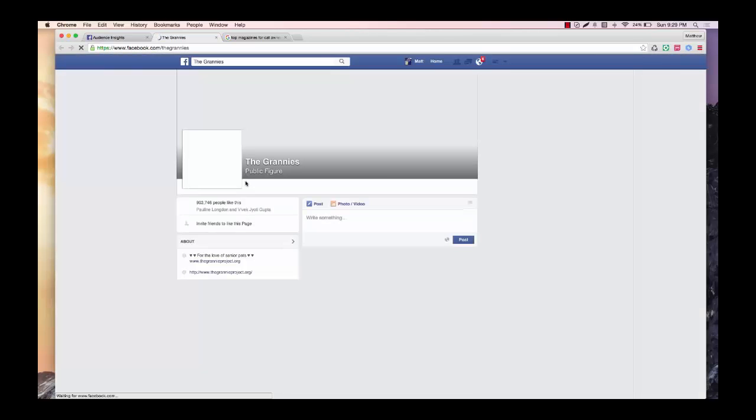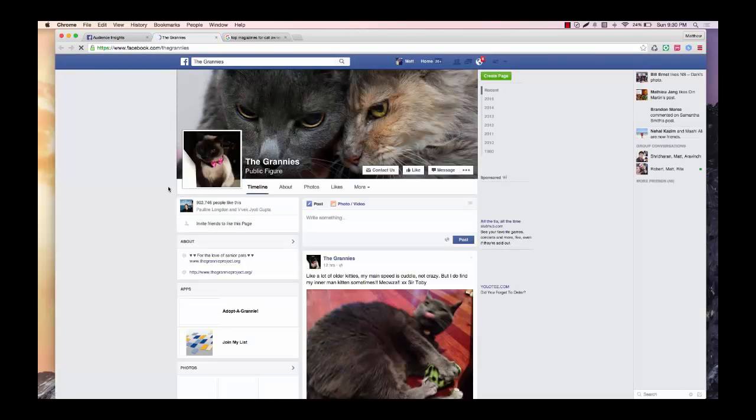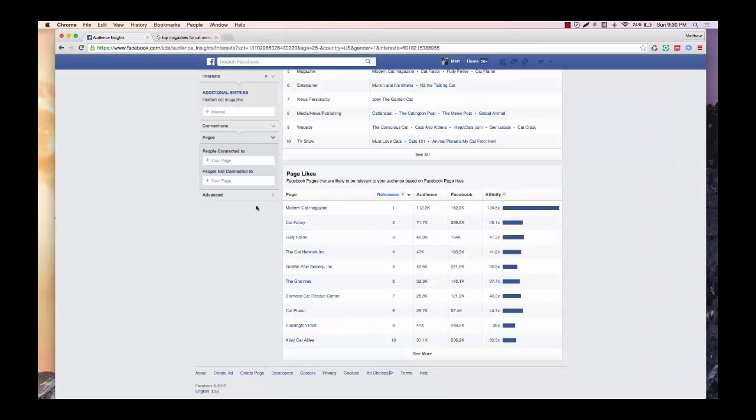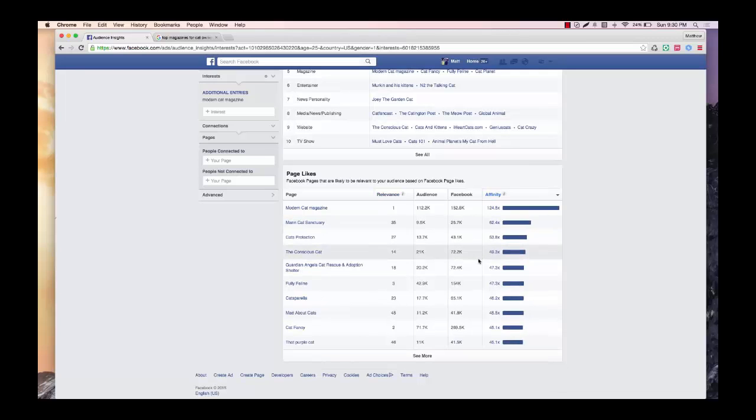Now the grannies here, I want to make sure I understand what this is, because that doesn't sound cat off the bat, but you can see I'm immediately hit with some cats in the profile image, everything. This is completely about cats. So I feel pretty good about these interests, and they're all high affinity interests, huge high affinity interests, and they all have great size. Something that's important to realize is I could sort by affinity here and say, hey, this one's got 62, that's more than 40.